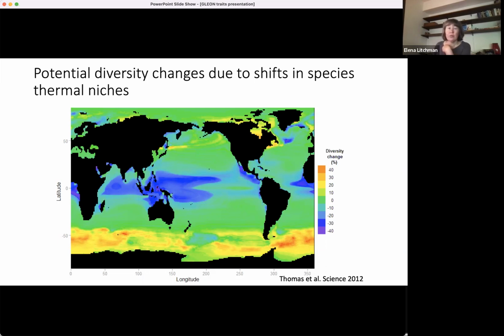So these predictions were pretty stunning, but since then, there have been studies that are supporting these predictions. And so it is a little bit counterintuitive to think that in the tropics, the diversity would decline. And even sometimes it will be too hot for the tropical species to survive. So temperature traits are really informative.